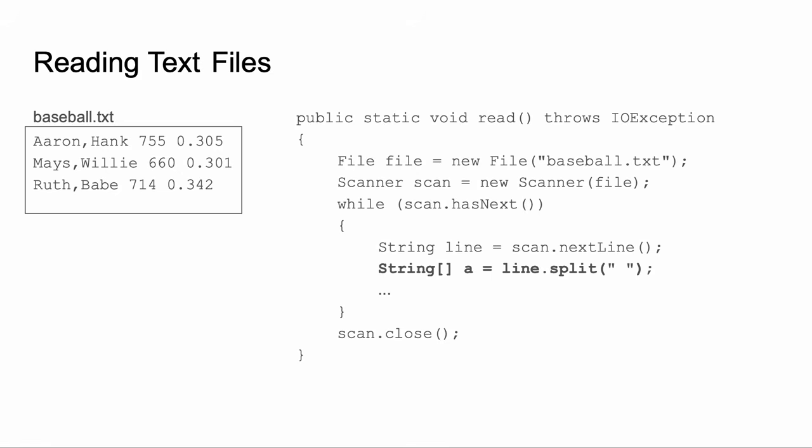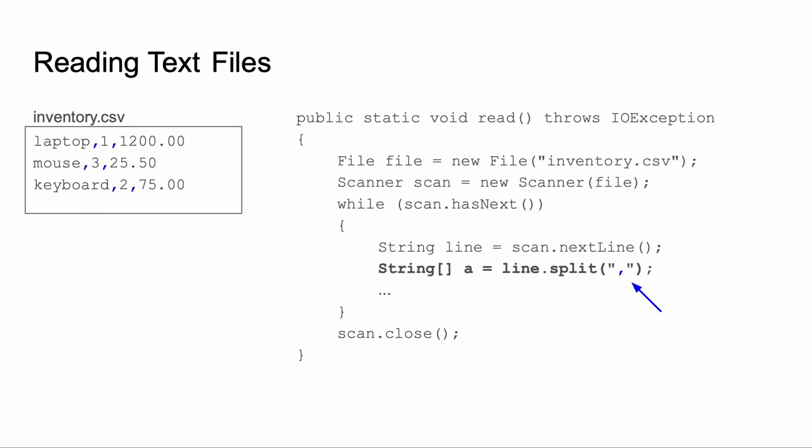Here, we pass a string consisting of a single space character to the split method, and it returns for us each of the string chunks from the line that are separated by spaces. These chunks are returned in an array of strings. Because there are 3 chunks separated by spaces on each line of our data, the length of the array returned by split is 3.